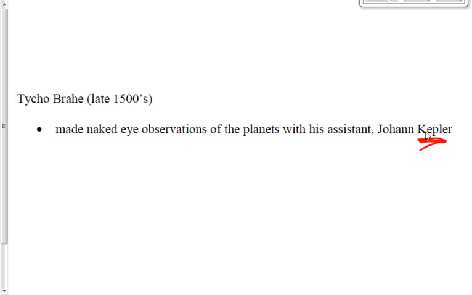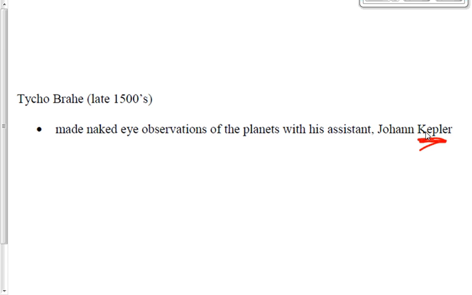He looked up in the skies, and he made measurements of angles, and he made measurements of times, and he looked at where this planet is at this time of day, and where it is at this time of year, and so on and so on and so on. He collected a whole bunch of data that later on ended up being used by his assistant, Johann Kepler, in order to formulate some laws of how the planets move. We'll talk about those in just a second.